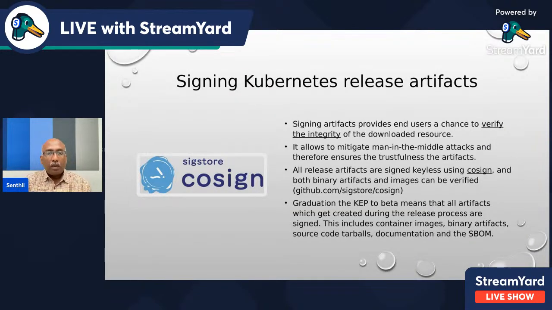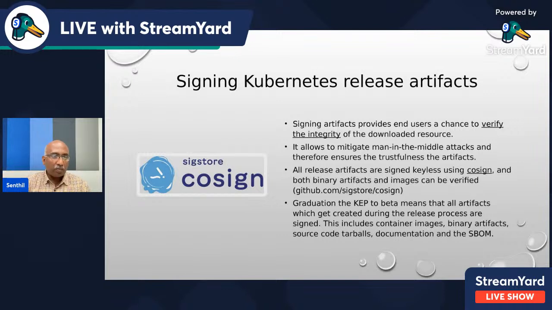Right. So I'm going to talk about another important feature, which is signing Kubernetes release artifacts. And by the way, this is not a new feature in version 1.26. This feature was actually introduced in the previous version itself as an alpha feature. Basically, this feature is all about making the Kubernetes release artifacts verifiable.